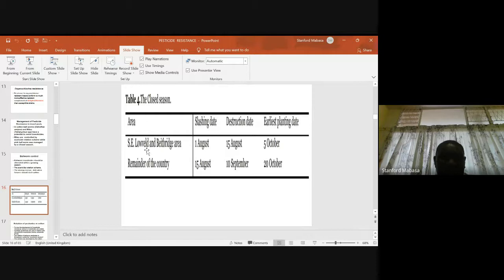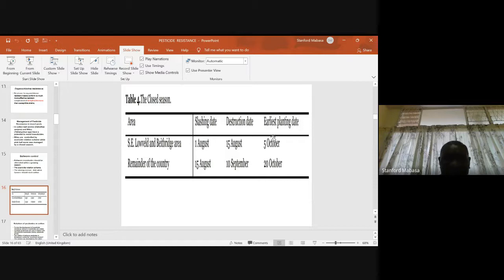Here on this table, we have what they call the closed season. In the southeast lowveld and the Middle Sabi area, I think cotton should be slashed around 1 August. It should be destroyed around 15 August. And 5 October should be the earliest planting date. So we are trying to avoid the cotton in the fields so as to break down the life cycle of these pests.